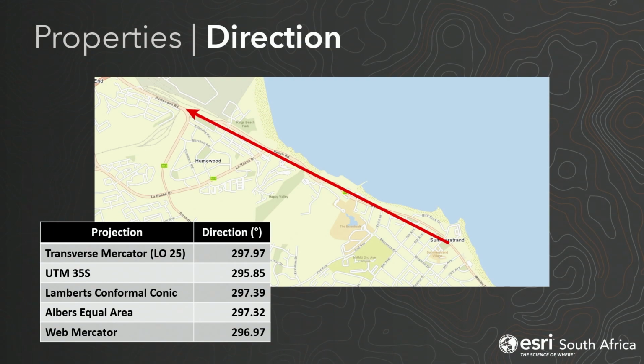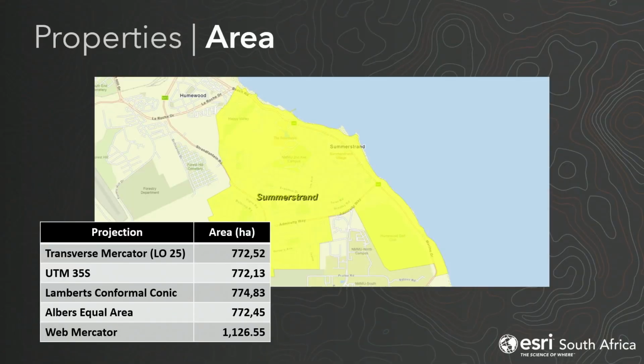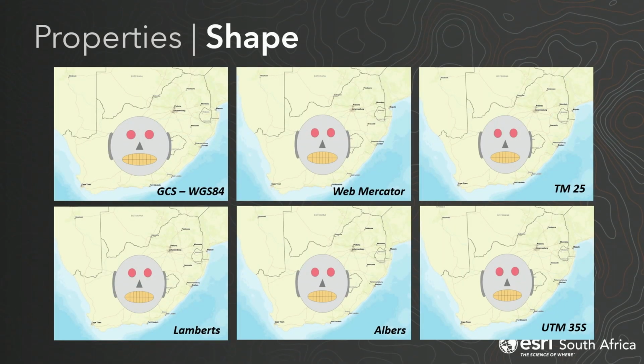The same thing if we look at direction. Here, all of them are within 1 degree, 2 degrees of each other. So give and take, there are some differences, but not too different. But look at area. If we look at the top 4, it's 772 or around there, and Web Mercator is over 1,000 hectares. Once again, Web Mercator can be used for visualization, but be very careful of using it for any analysis, calculating of areas, etc. And then I had some fun. I was trying to see if I could represent all of these projections in terms of shape.